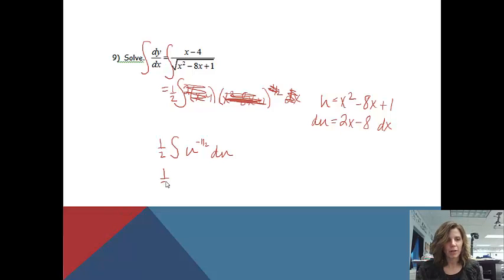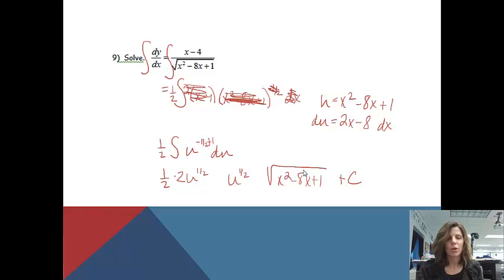So from here, I'm going to have 1/2 times the integral of u to the negative 1/2. If I add 1 to it, it will be u to the 1/2, and then the reciprocal up front will be 2. 1/2 times 2 is 1, so I'll just be left with u to the 1/2. If I rewrite that, I'm actually going to rewrite it as a square root, and then my u was x squared minus 8x plus 1, and then of course we're going to remember our plus c. And there we have it.